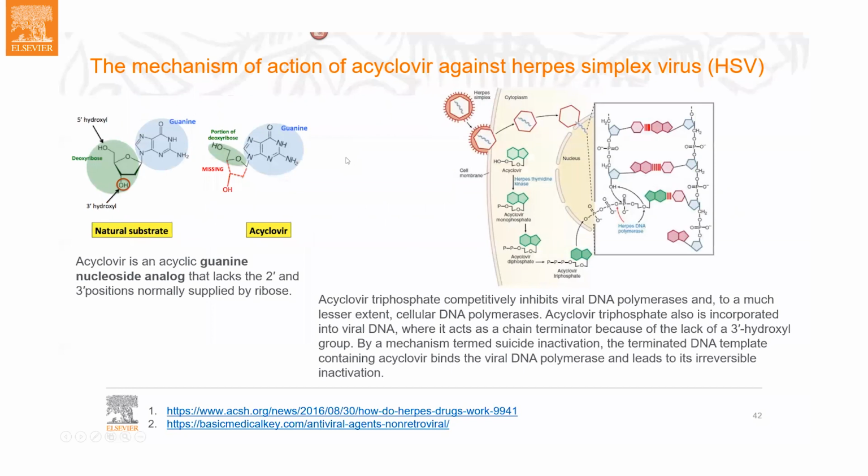This is a slide which is illustrating the mechanism of action of acyclovir against herpes simplex virus. So the idea of acyclovir is that acyclovir has a similar structure to the natural substrate. It's a guanidine nucleoside analog. The only difference is that acyclovir is missing this hydroxyl group and this part of the ring, which play a crucial role in the viral replication.